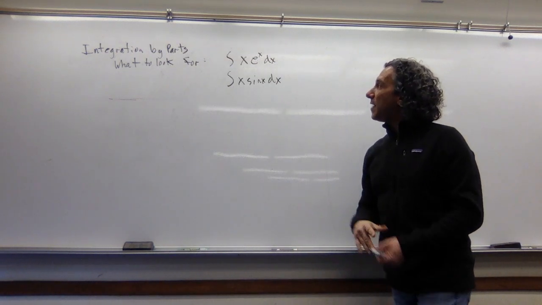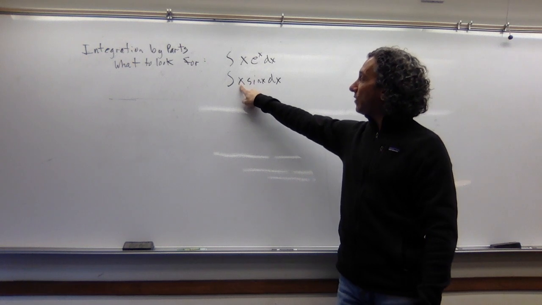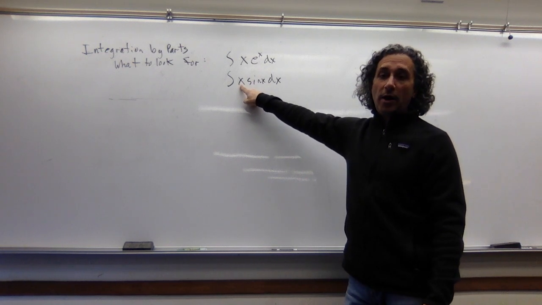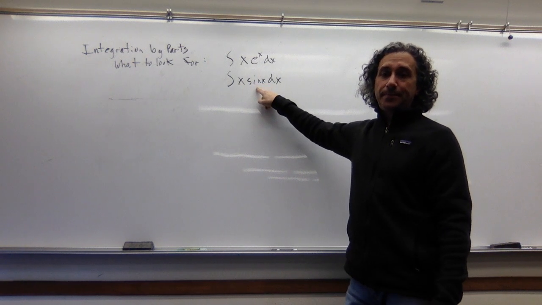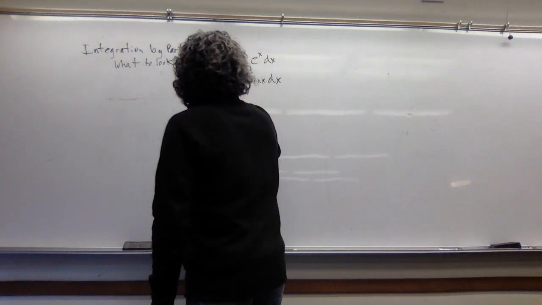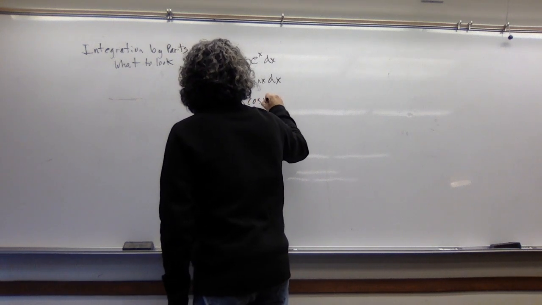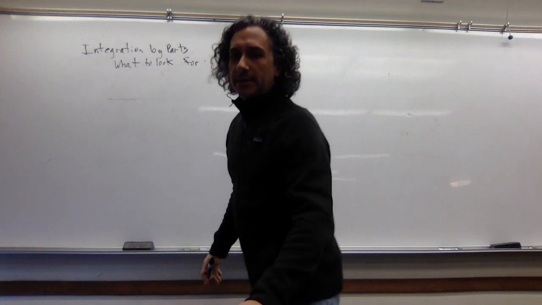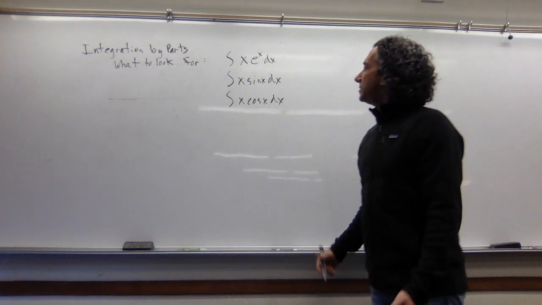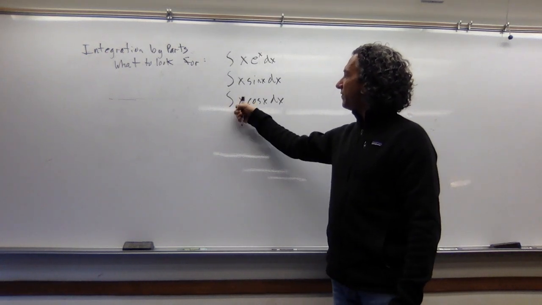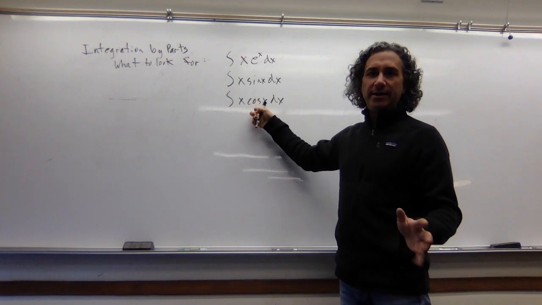Another example, the integral of x sine of x dx. Again, I don't know how to integrate that, but I do know how to integrate the derivative of that, which is 1, times the antiderivative of that. Similarly, x times cosine x. So again, it's a similar situation, derivative of that times antiderivative of that, I can do.